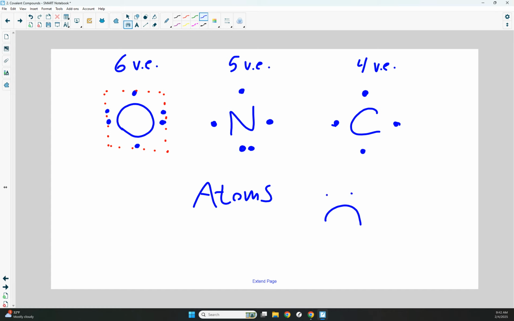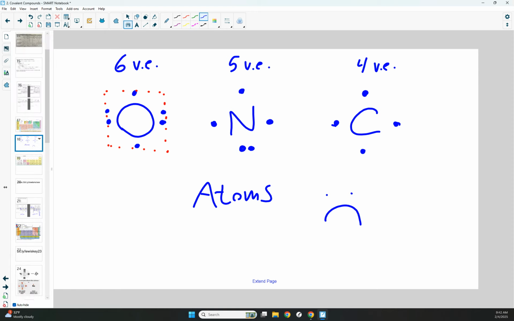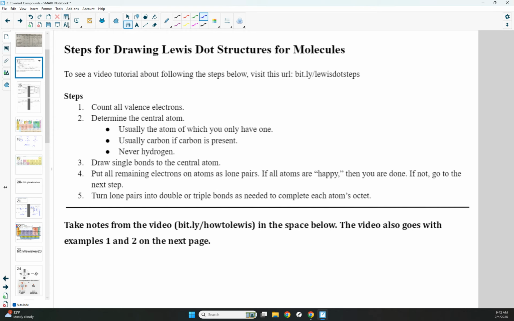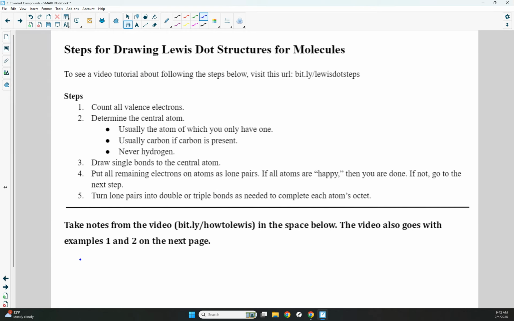That means that they're going to want to pair up with other atoms in order to share electrons and fill their valence shells. So we're going to explore how they do that here with Lewis dot structures for molecules. So if you go to your book, the page may vary from year to year, somewhere around page 19 here in 2025. You can see these steps for drawing Lewis dot structures for molecules. And I'm going to walk you through these steps.